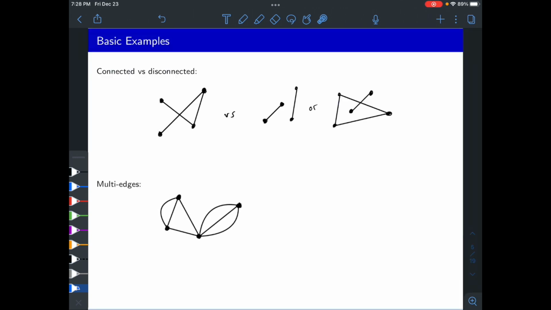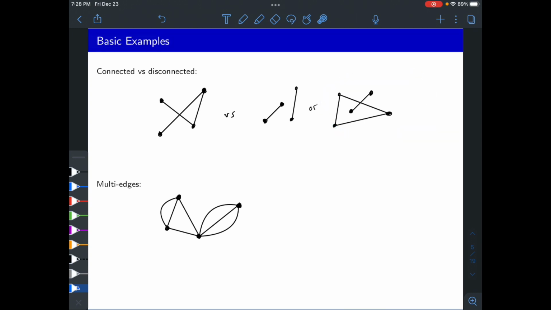Yeah, some more basic examples. Graphs could look connected or they could be disconnected. This is an example of a connected graph, meaning that you can start at any vertex and travel along the graph to get to any other vertex. That is not the case for this graph over here. If I start right here, I can never draw a path that ends up over here. Same thing for this one right here.